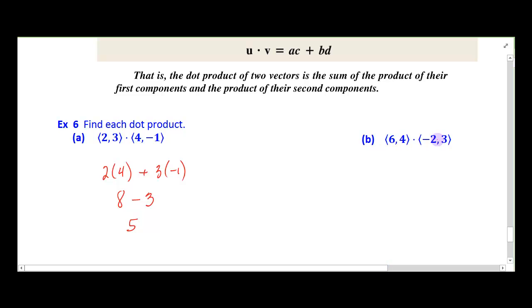So let's practice one more problem here. Again, I'm going to multiply the horizontal components together, so I get 6 times negative 2, which would be negative 12, and I add that to the vertical components, 4 times 3, which is 12, and negative 12 plus 12 ends up just being 0. So the dot product for those two vectors is just 0. And that's how you do the dot product.